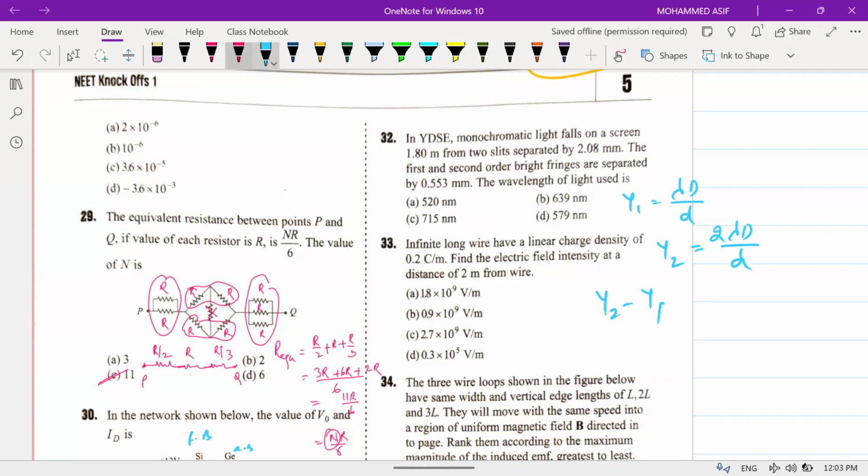The difference of this is given in the problem. Y2 minus Y1 is equal to 2 lambda D divided by d minus lambda D divided by d. That means it is lambda into capital D divided by small d. So wavelength lambda is equal to Y2 minus Y1 into small d divided by capital D. Now substitute the values. Y2 minus Y1 is given as 0.553 mm, small d is given as 2.08 mm, and monochromatic light falls on a screen, that means capital D is equal to 1.80. All of the values are given. Just substitute to get the answer. I'm leaving that one for you.